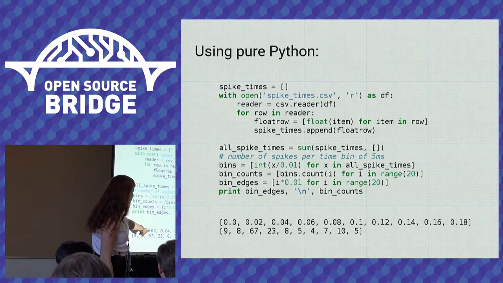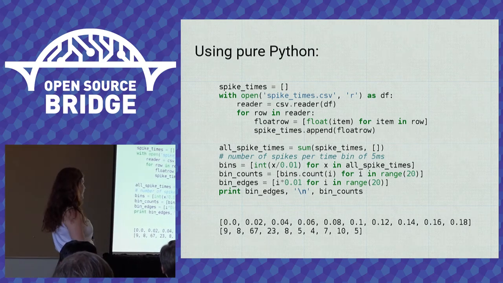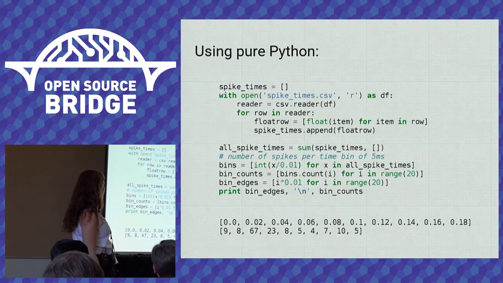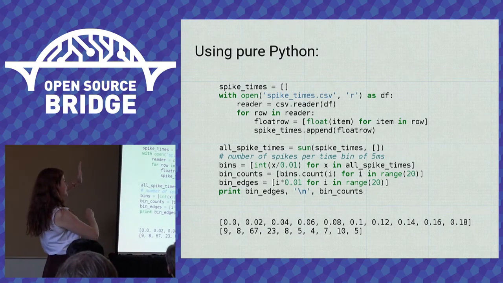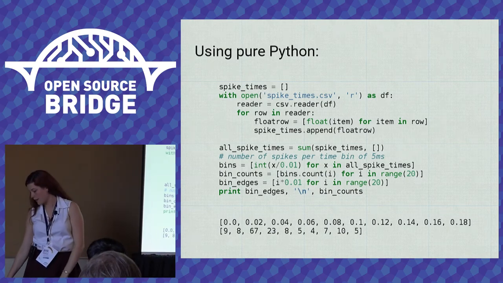So this is the time bins at the bottom, and this is the number that is in each of those bins. We'll be graphing this later. That might help. But this is just a little tiny piece of data, what data analysis would look like for my lab. OK.